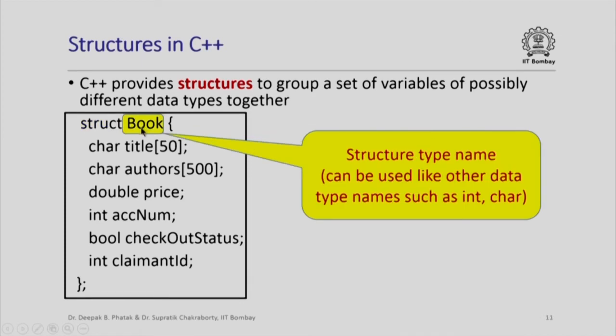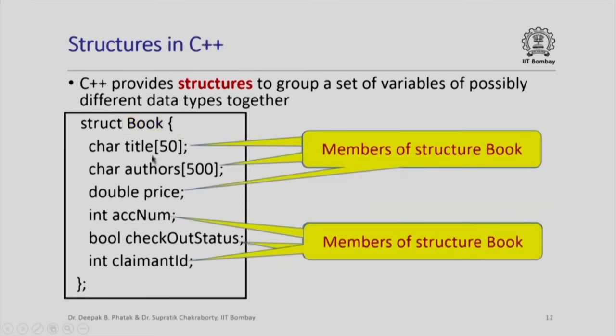Book is the name of the structure type that we are defining, and this is just like the name of any other data type like int or char. So for example, I could define variables of type book, I could define arrays of type book as we will shortly see. These different things inside the struct definition, these are the things that basically store the different kinds of information about the book.